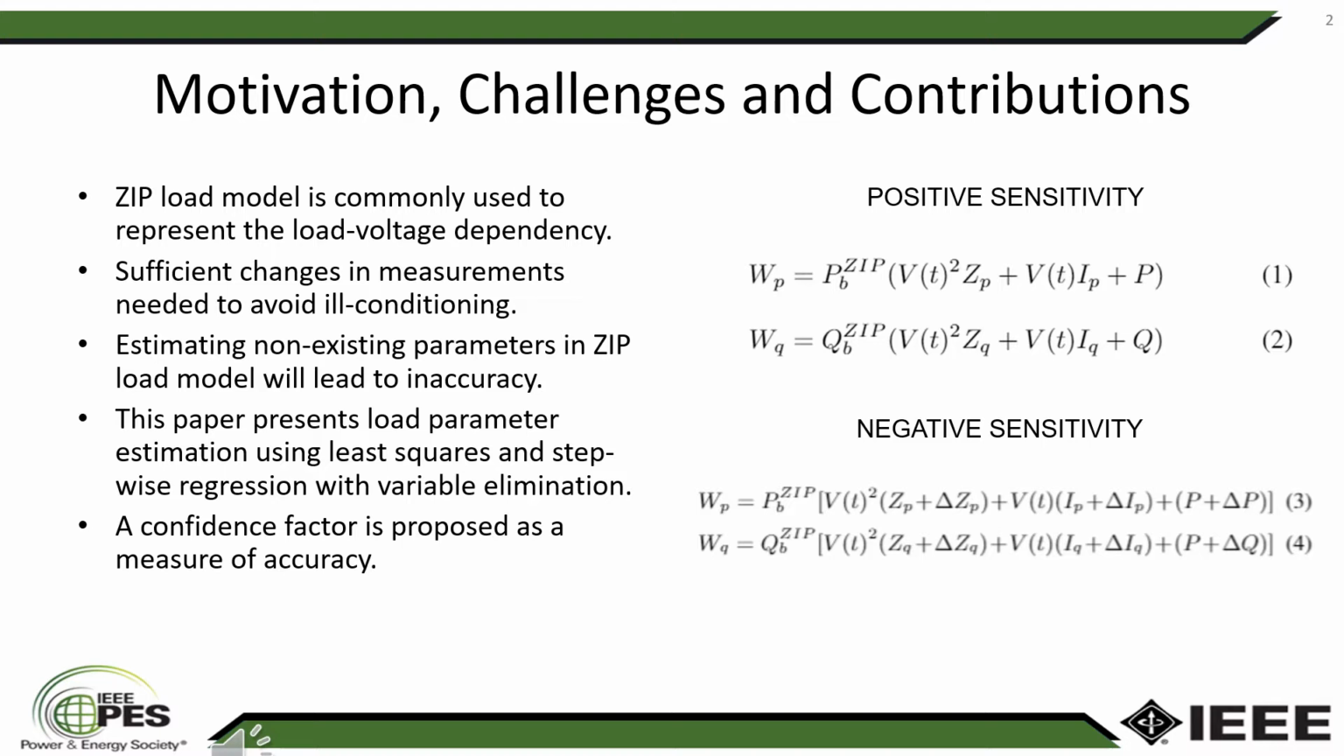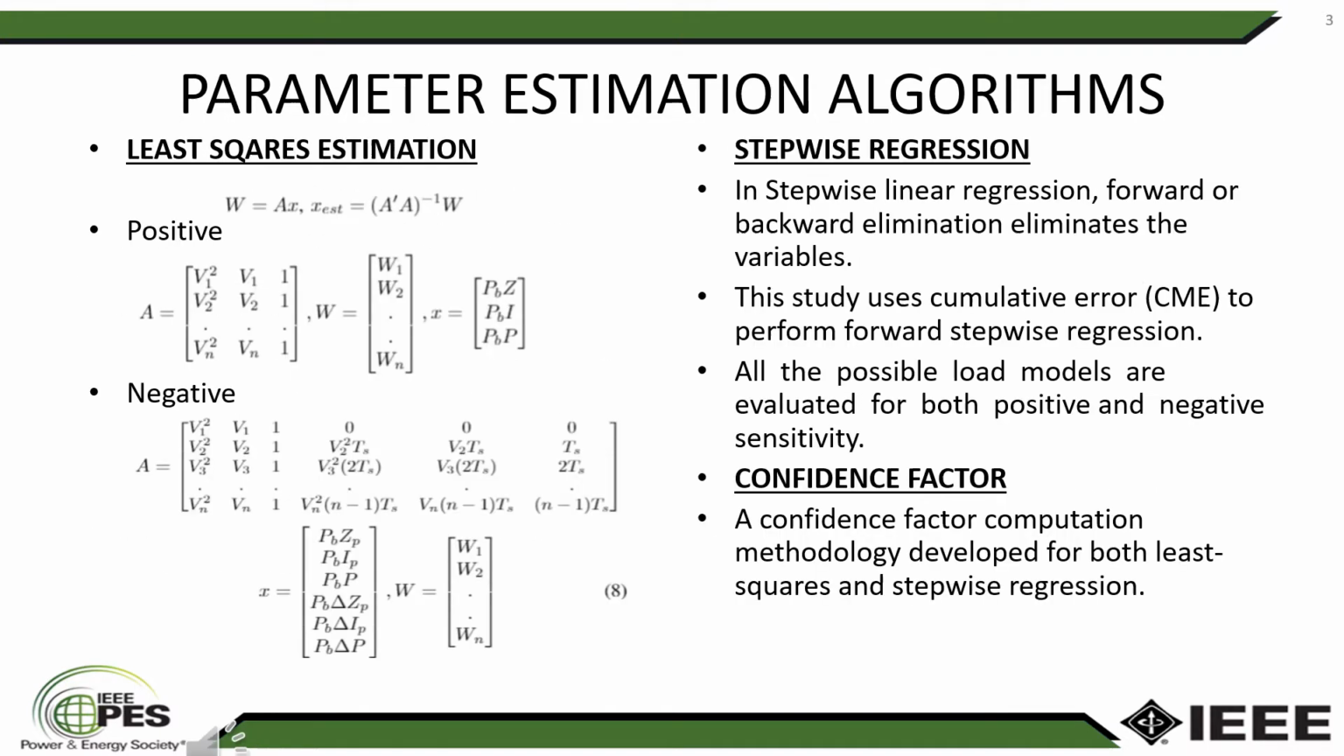In this work, we consider two scenarios for ZIP load parameter estimation. The first scenario is the positive sensitivity scenario, where the ZIP load parameters are assumed to be constant, and in the negative sensitivity scenario, we don't put any such constraint on ZIP parameters, and they are allowed to vary with time. So we estimate parameters for both these scenarios.